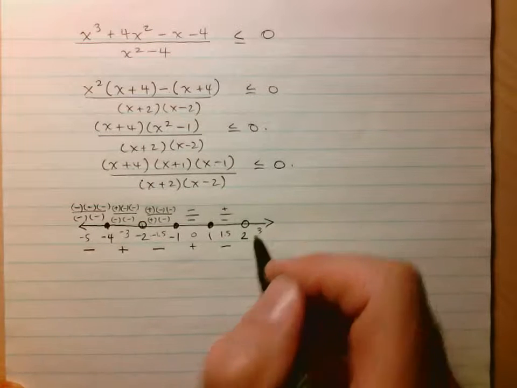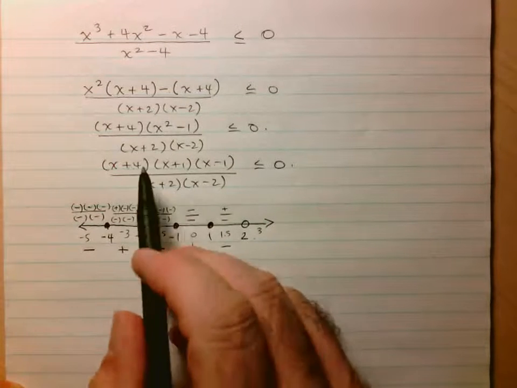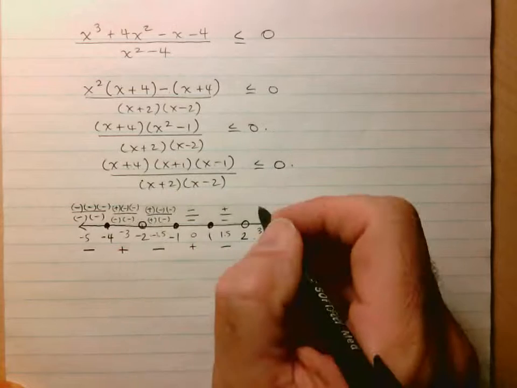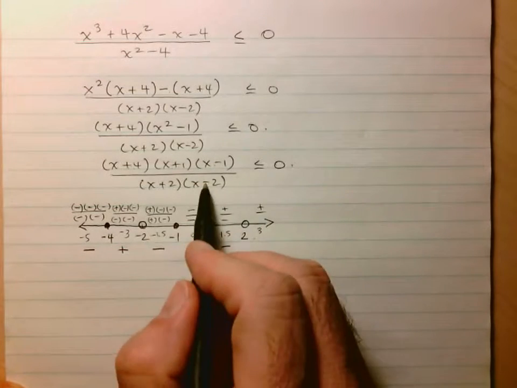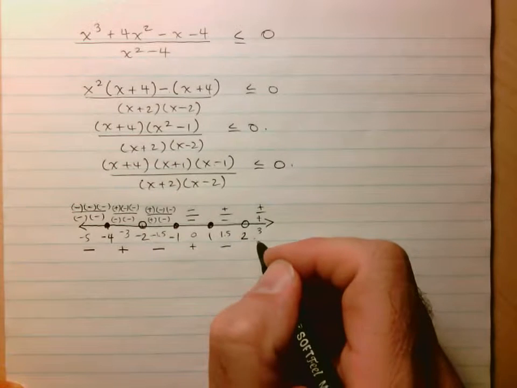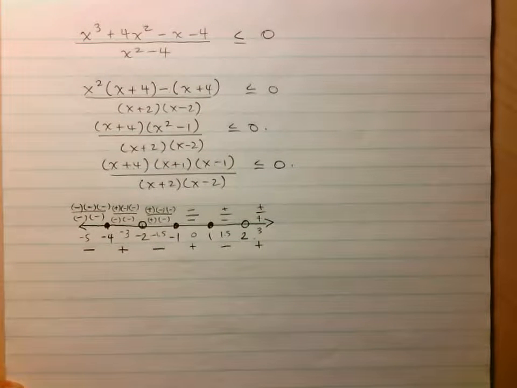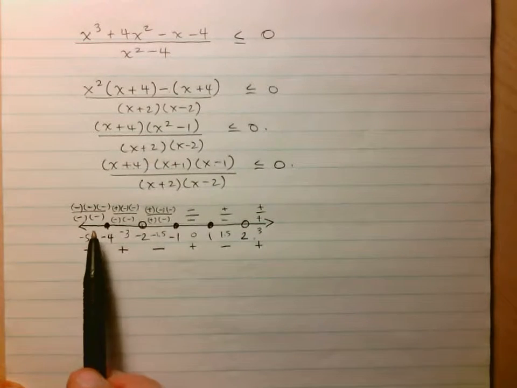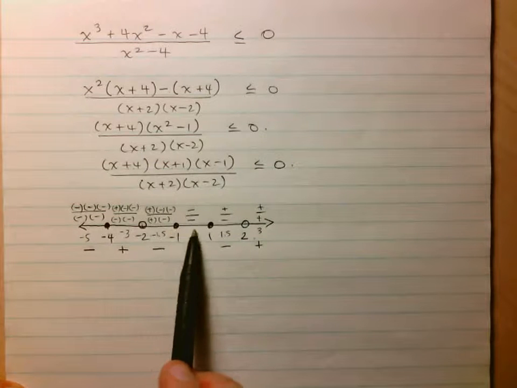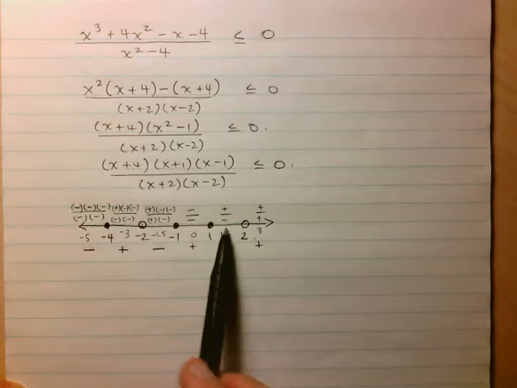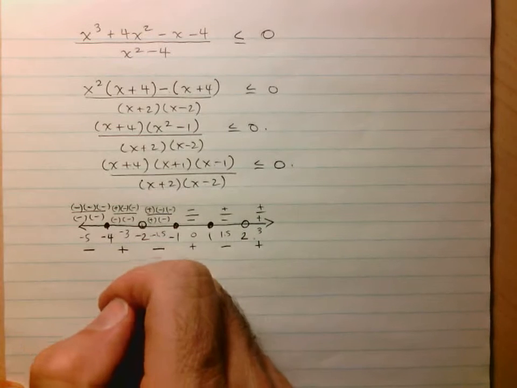And now let's pick x equals 3 for our last interval. Positive, positive, positive. Positive, positive. So when I divide, positive number. Okay, so I just had to test one value in each interval to know the sign in the whole interval. So now I'm ready to give my answer.